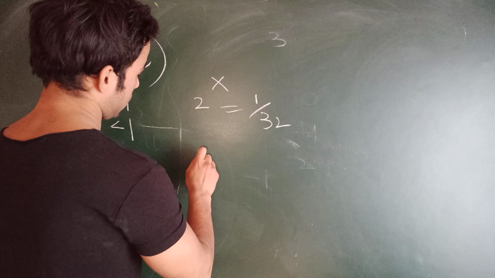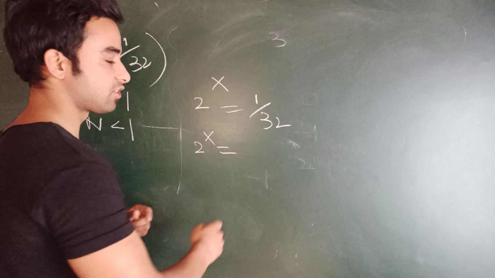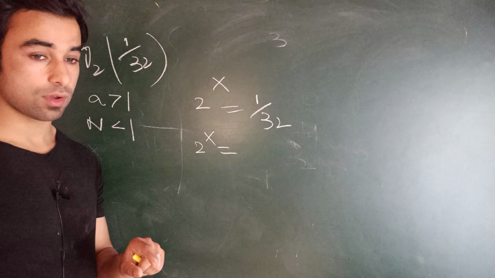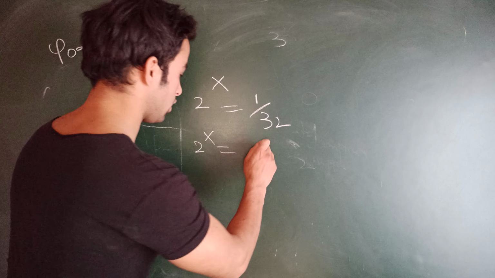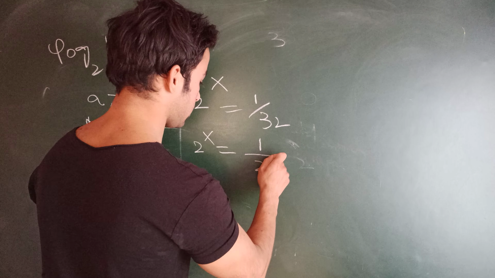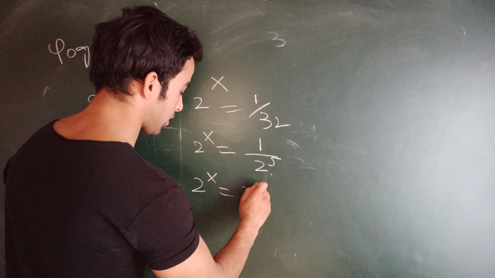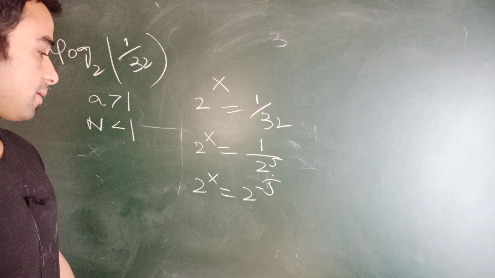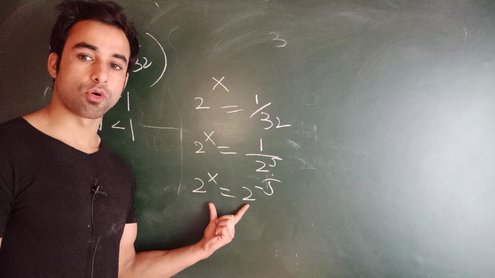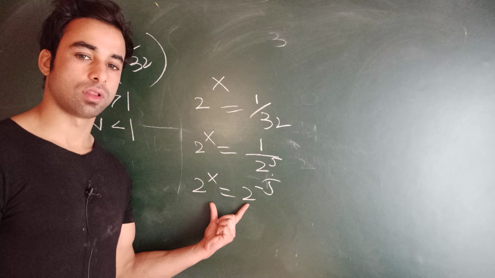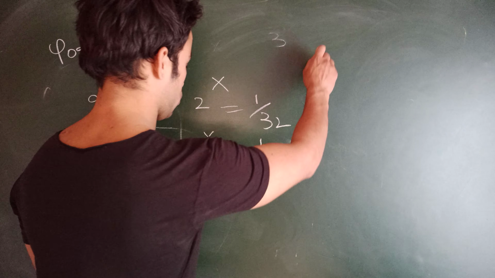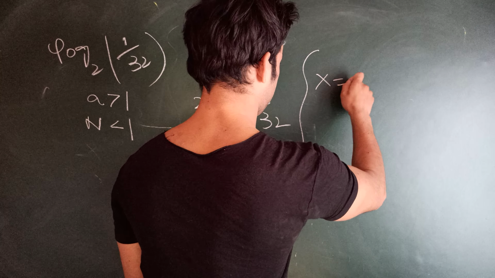Logically, 2 to the x equals, this 32 can be written as 2 to the 5, and bringing it into the numerator, it becomes 2 to the minus 5. So 2 to the x is equal to 2 to the minus 5. Again, on both sides you can see the bases are equal, so I can compare the powers. So x should be equal to minus 5.